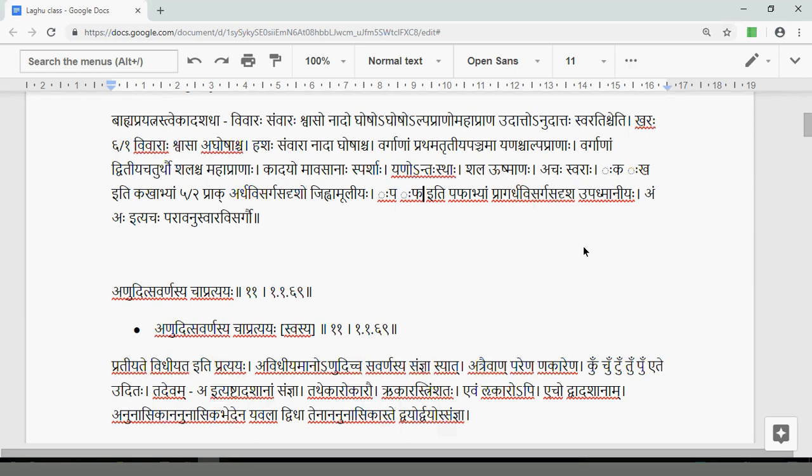What about the visarga before pakara and phakara? Punaf, punaha: af, af, both sound similar. Iti paphabhyam prak, before pakara and phakara, the visarga is pronounced similar to ardha visarga, and that is called upadmaniyah. In books you will see some unusual symbols for it, horizontally, and sometimes a slightly different symbol, or just a visarga before pakara, and you can say it is upadmaniyah.